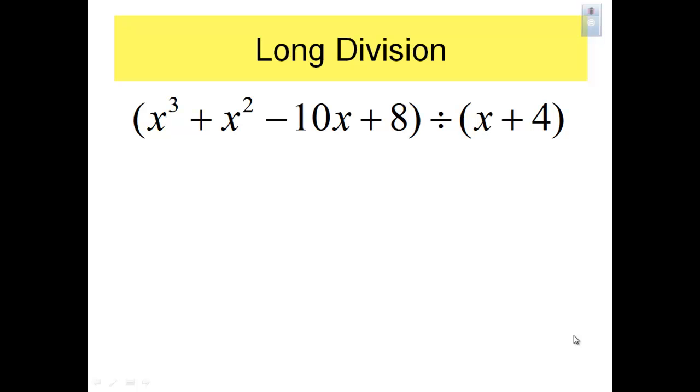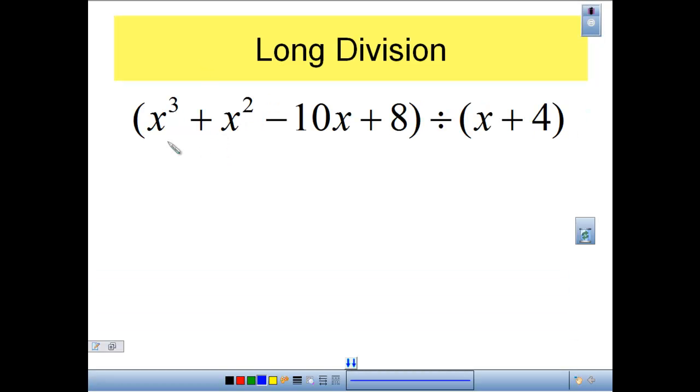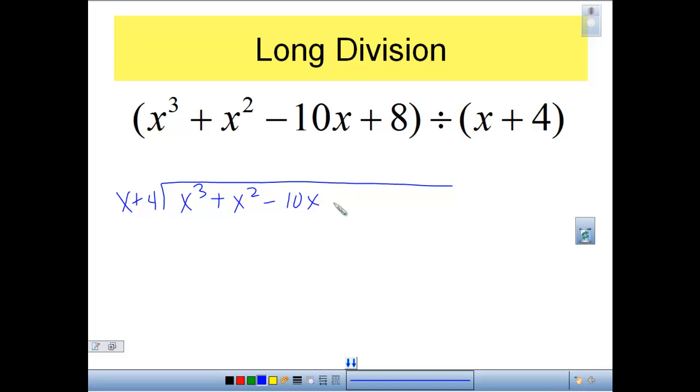So real quick, let's review long division. So if we want to do long division, remember that you always want to make sure that you have a placeholder. So obviously if we're dividing x plus 4 into our quantity x cubed plus x squared minus 10x plus 8. If we have any terms that are missing in between our highest term and our lowest term, just like we would do in synthetic division, don't forget to include the 0 placeholders in there.